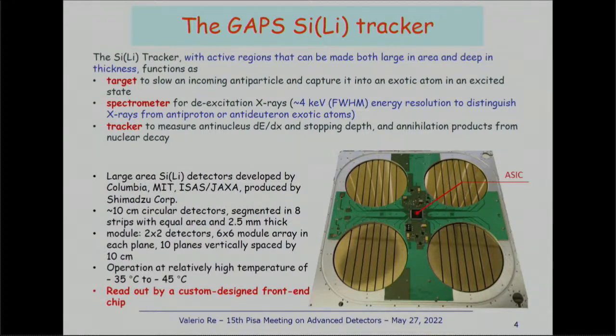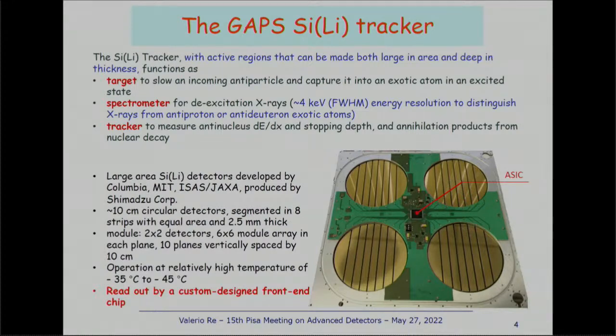So these lithium-drifted silicon detectors are large area detectors for this kind of technology that were developed by Columbia University, MIT, and JAXA. Then this process was transferred to Shimadzu Corporation in Japan. They are 10 centimeter circular detectors. You see here on this module 4 of these devices.